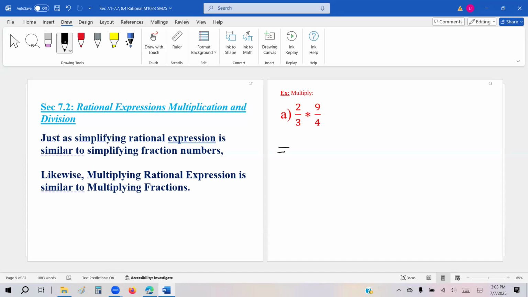If you don't multiply across, what else can we do? Let's say I don't want to multiply 2 times 9. Cross cancellation. So we can divide 2 and 4. 2 goes to 4 how many times? Twice. And since 4 is the bigger one, our answer has to go on the denominator. Whichever is bigger, the answer goes next to that.